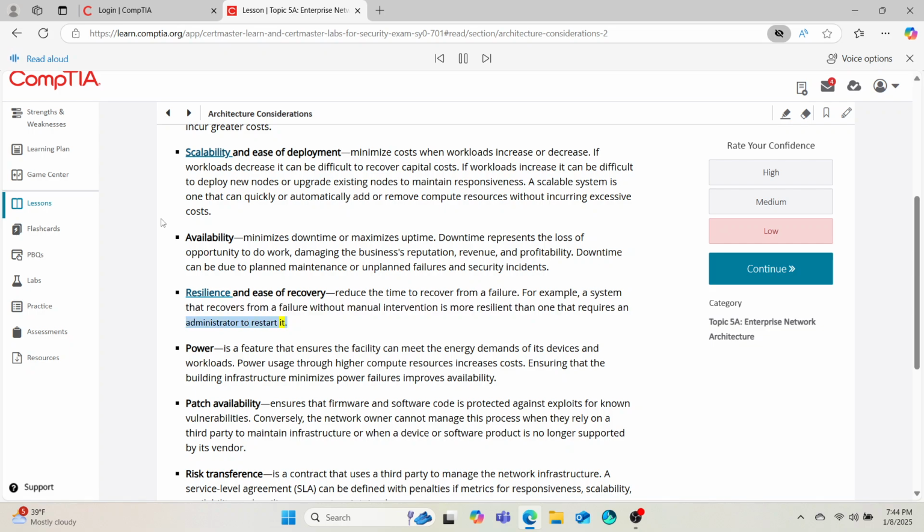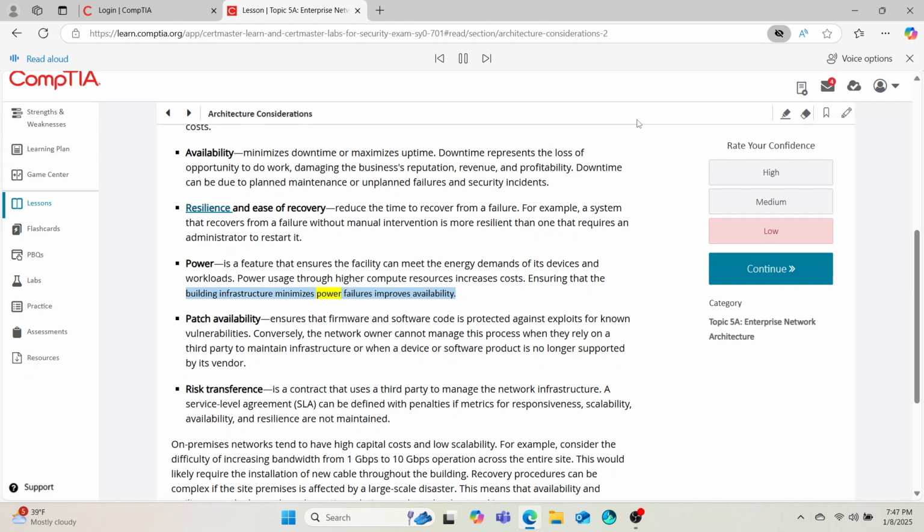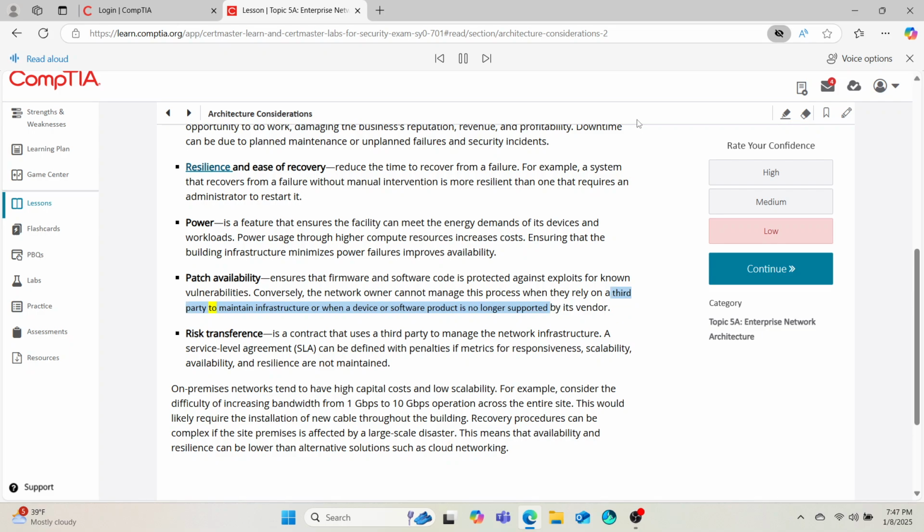Power is a feature that ensures the facility can meet the energy demands of its devices and workloads. Resources increase costs. Ensuring that the building infrastructure minimizes power failures improves availability. Patch availability ensures that firmware and software code is protected against exploits for known vulnerabilities. Conversely, the network owner cannot manage this process when they rely on a third party to maintain infrastructure or when a device or software product is no longer supported by its vendor.